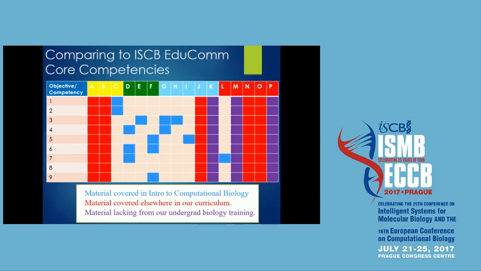So this is a competency more or less on ethics as it applies to bioinformatics, genomics, and so forth. And this is something that's missing from the curriculum. It's not in our class. It's not elsewhere in the curriculum. They're getting ethics training in other topics, but not specifically in genomics ethics.